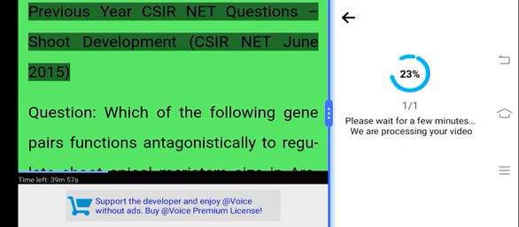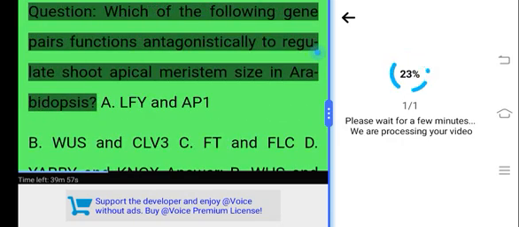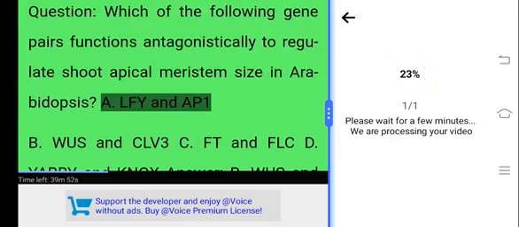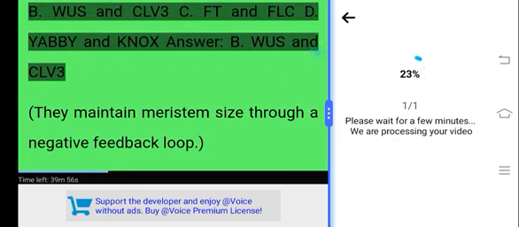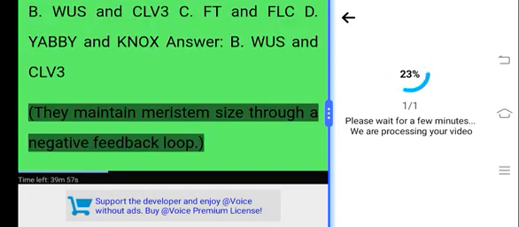Previous CSIR-NET questions. Shoot development, CSIR-NET June 2015. Question: which of the following gene pairs functions antagonistically to regulate shoot apical meristem size in Arabidopsis? A: LFY and AP1. B: WUS and CLV3. C: CO and FT. D: FLC and YAB1. Answer: B, WUS and CLV3. They maintain meristem size through a negative feedback loop.